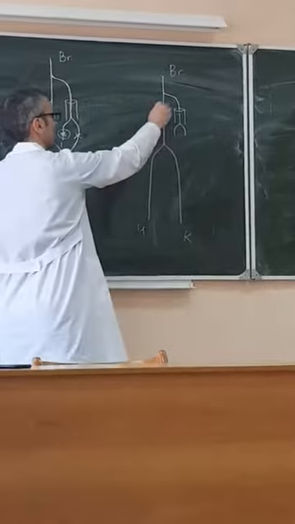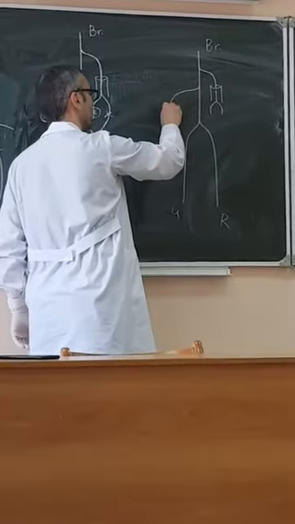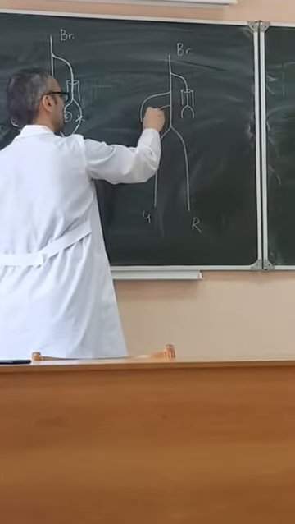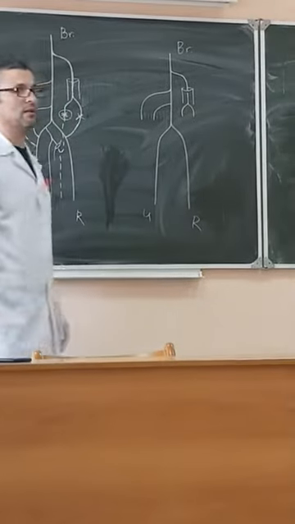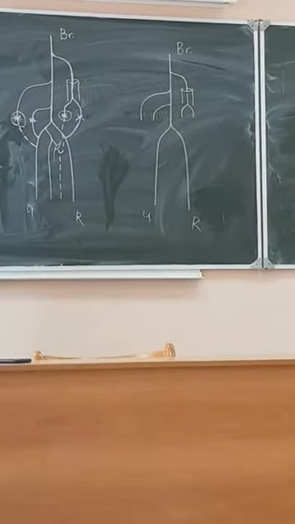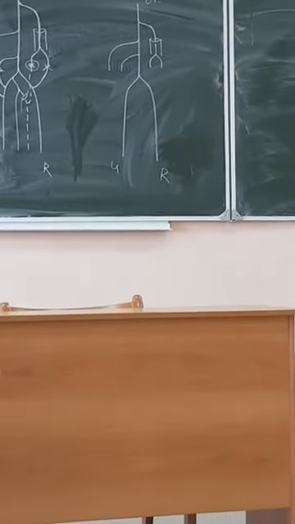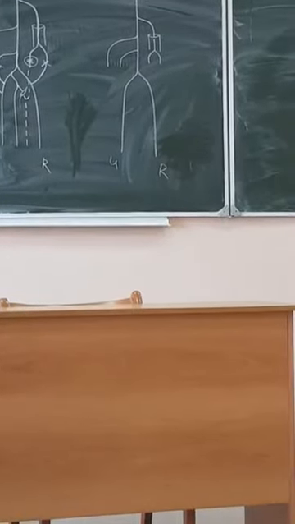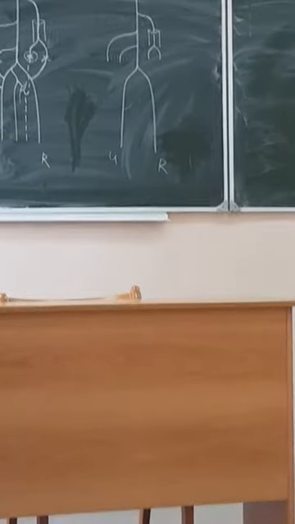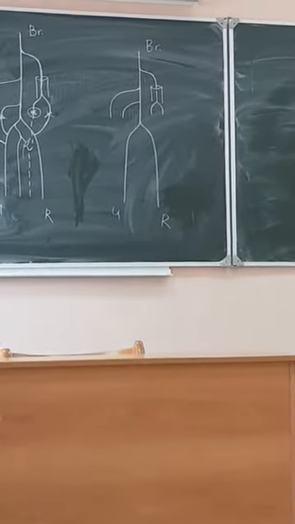Next two branches go to the ulnar side. One is called arteria collateralis ulnaris superior and the other arteria collateralis ulnaris inferior. So all this you know from today's topic. Next branches will be new.